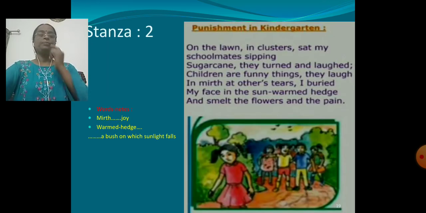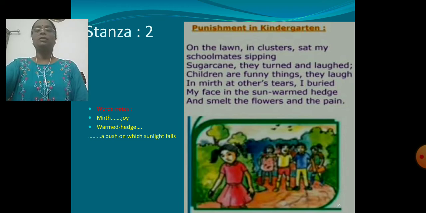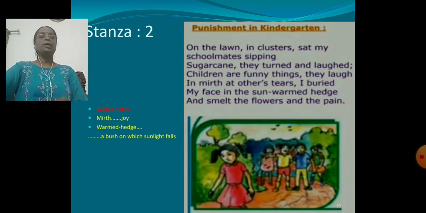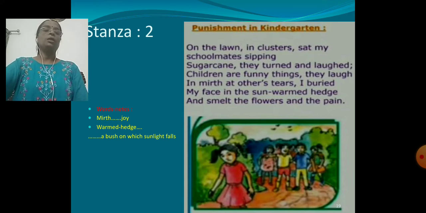In this slide, you can see that the second stanza is given. I will read the lines from the poem. "On the lawn in clusters sat my schoolmates, sipping sugar cane. They turned and laughed. Children are funny things. They laugh in mirth at others' tears. I buried my face in the sun-warmed hedge and smelled the flowers and the pain."